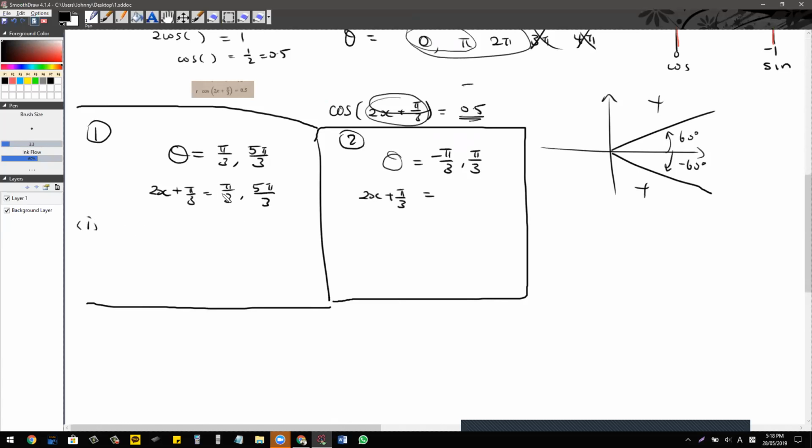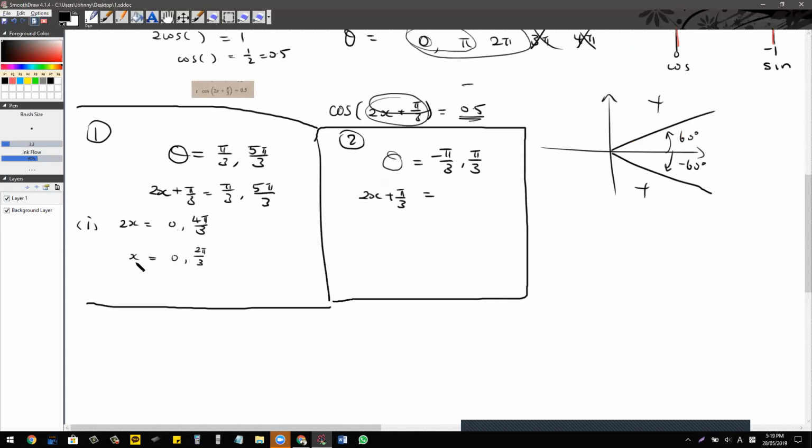First, you found these two, and then you move this one, then you get what? 2x is equal to 0 and 4 pi over 3, right? Oh, 4 pi. Excuse me. Because that one minus that one is 4 pi over 3. And then you divide by 2, so then you get x is equal to 0 and 2 pi over 3, if you divide this one by 2.